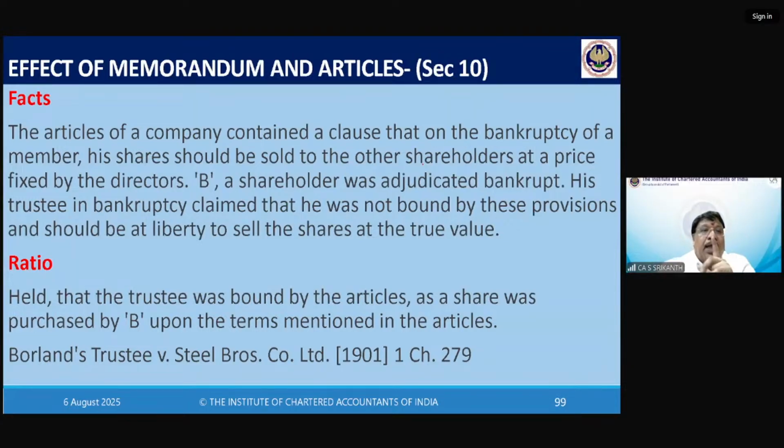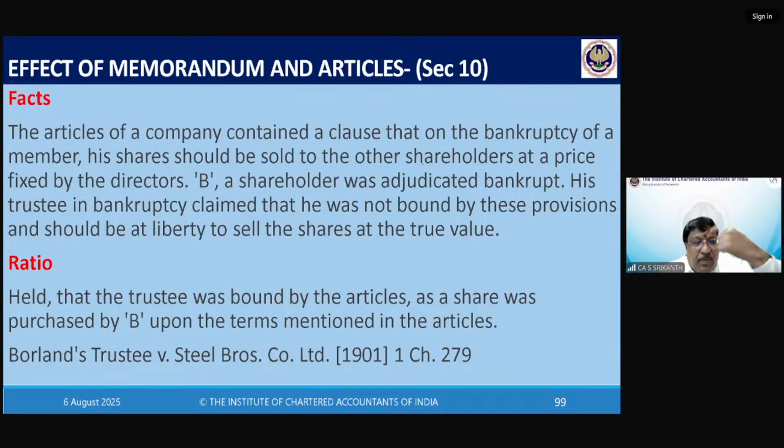Now, remember, the articles is binding on the company and every member. Right? A shareholder was adjudicated bankrupt. Agreed. His trustee in bankruptcy claimed that he was not bound by those provisions. No. It was held that the trustee was bound because he is not coming qua himself.